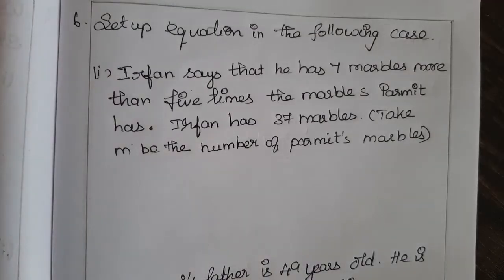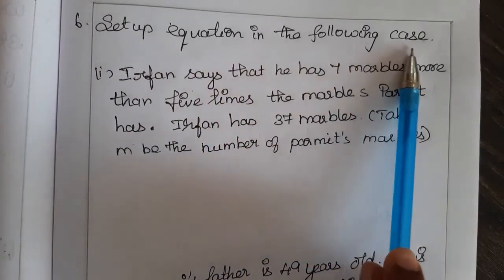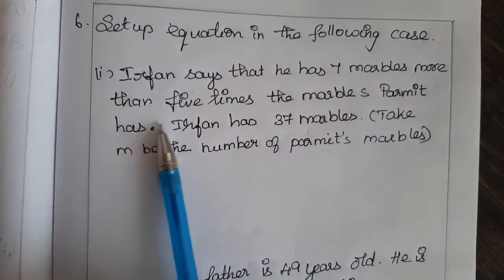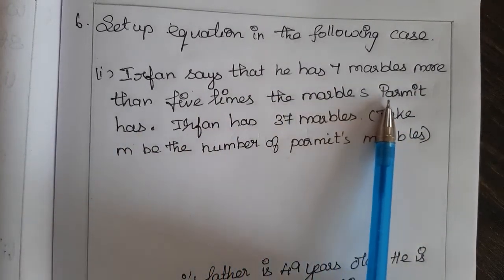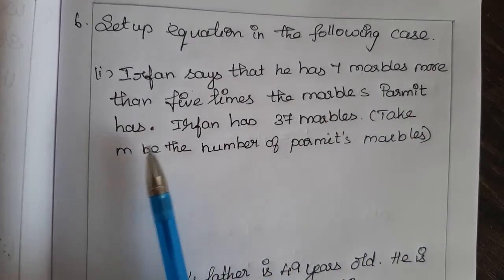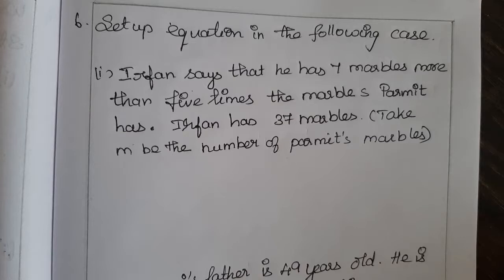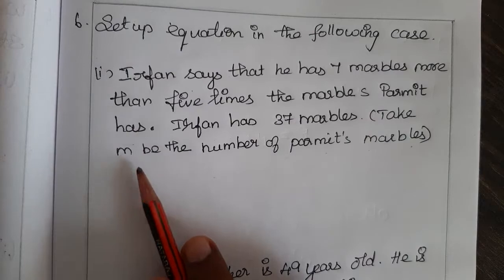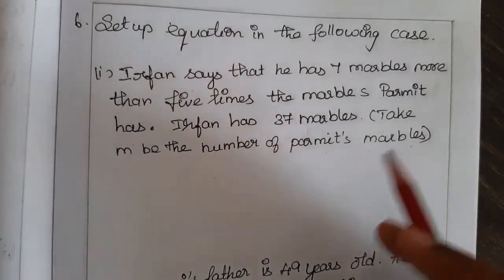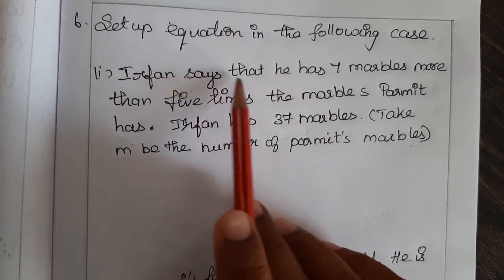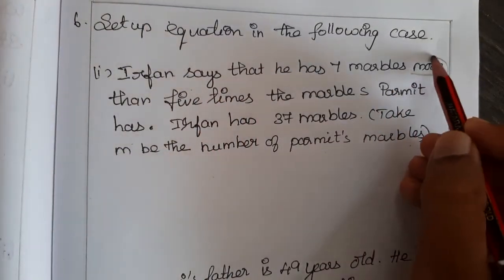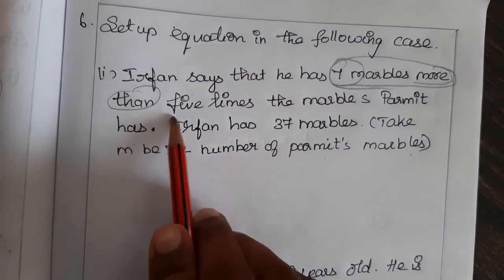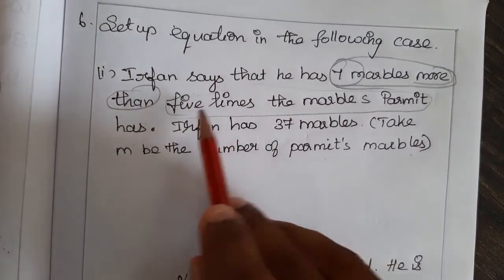So here we go for the next problem. Set up an equation in the following case. Irfan says that he has 7 marbles more than 5 times the marbles Parmit has. So Irfan has 35 marbles. Take M as the number of Parmit's marbles. So 7 more than means addition. 7 marbles more than 5 times Parmit's marbles.